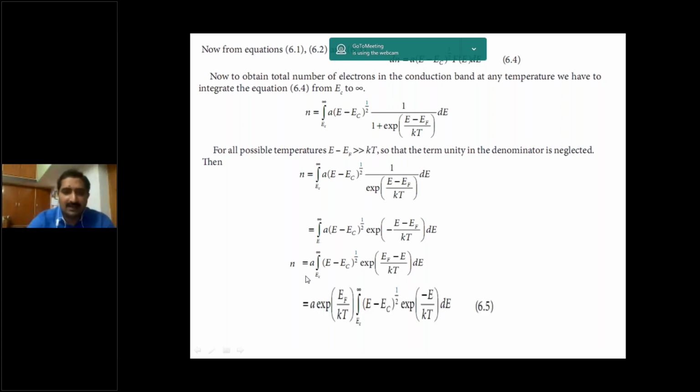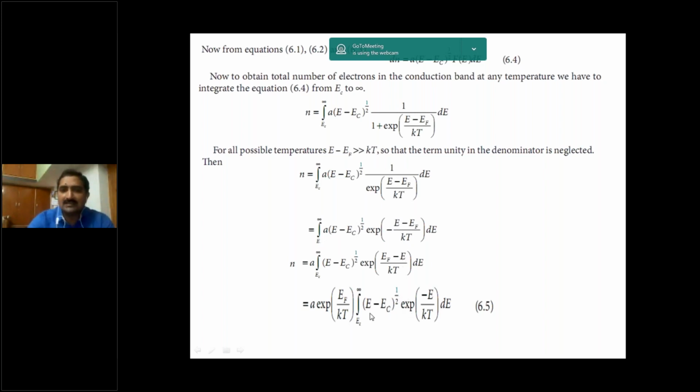Here I already told that A is a constant, and EF, EC, EV terms are constant. So we take out exponential of EF by KT. We know very well exponential of (A minus B) is exponential of A into exponential of minus B. So with EF by KT taken out, the remaining term is integral EC to infinity (E minus EC) whole power 1 by 2 exponential of minus E by KT into dE.